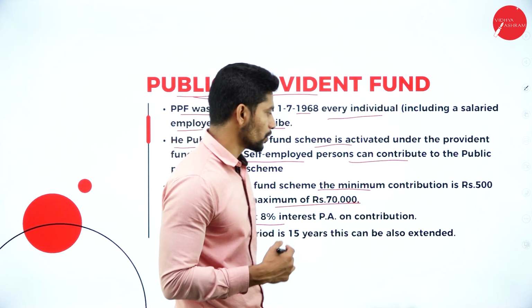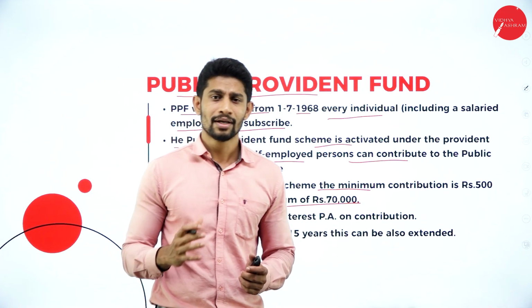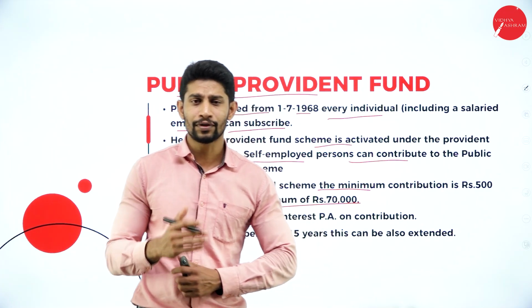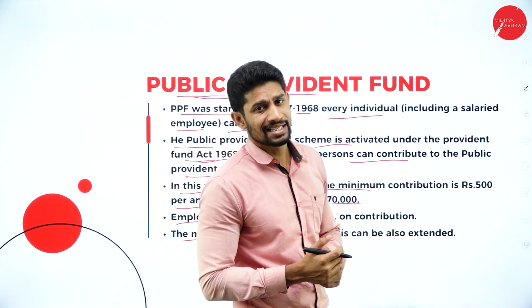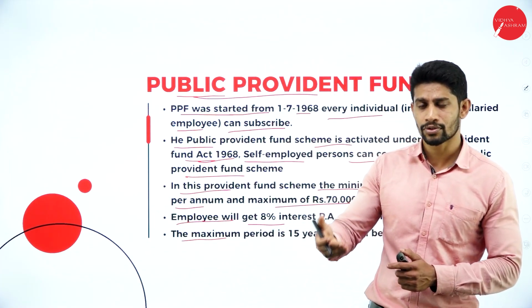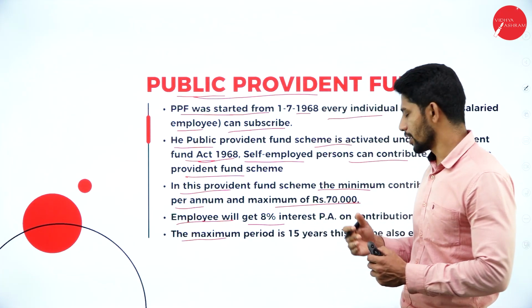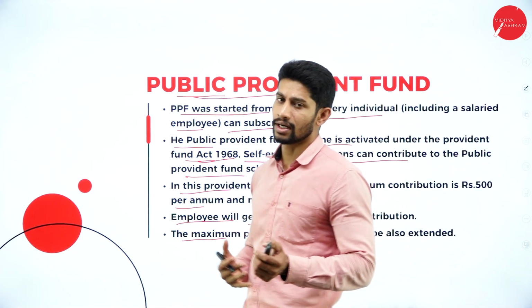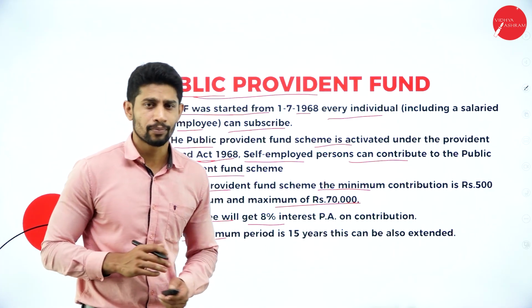This can also be extended. The duration is 15 years, so up to 15 years you can contribute towards your public provident fund scheme, and after that you are supposed to withdraw the amount from your account. If you still want to continue, you can continue with some rules and conditions. So this is about public provident fund.